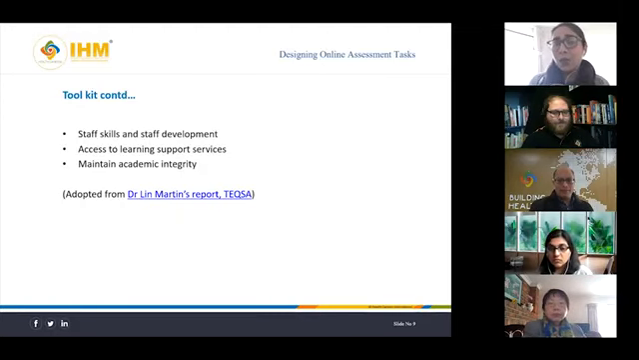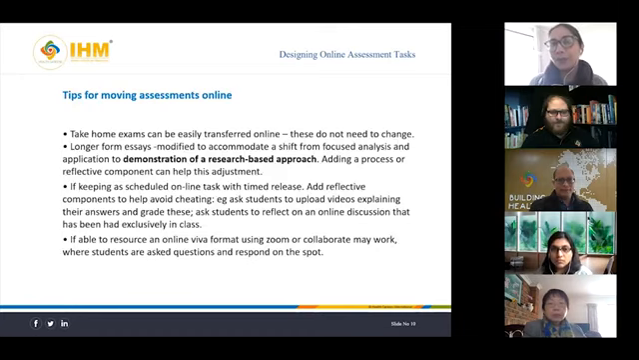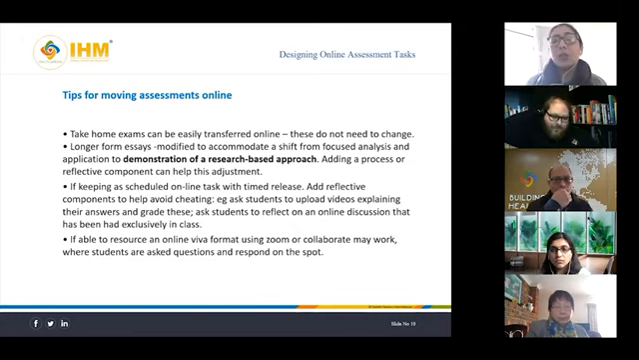So now let's move on to a very specific topic that corresponds to our topic today: tips for moving assessments online. So we have talked about, okay, I have moved my course material online. What's next? Probably now we should sit down and look at moving our assessments online. And there are a few points on how we can do that. So all the take-home exams can be easily transferred online.